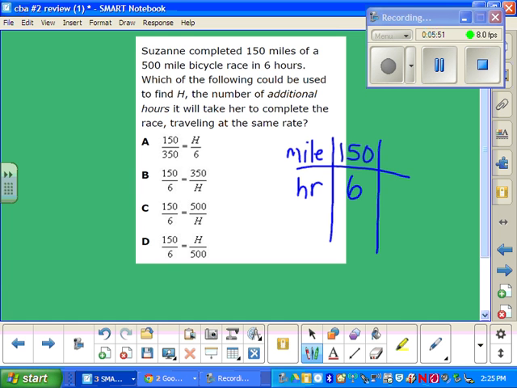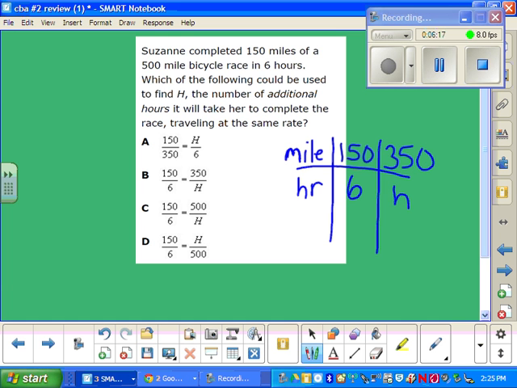And then, since we subtracted 150 from 500, that gives her the total she has left, which is 350 miles. And we want to find H, the amount of hours. So we went ahead and set that up, and all we have to do is look over at our answer choices to see which one looks like the chart that we just made.